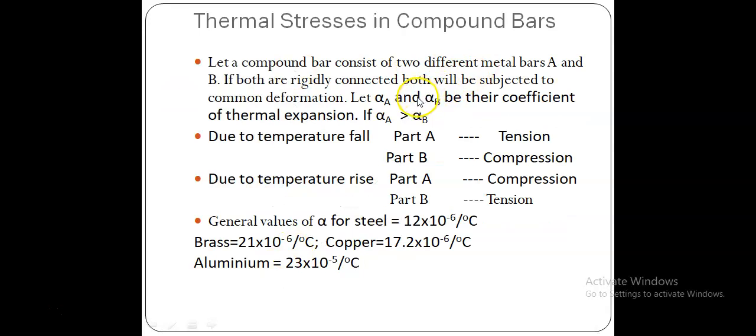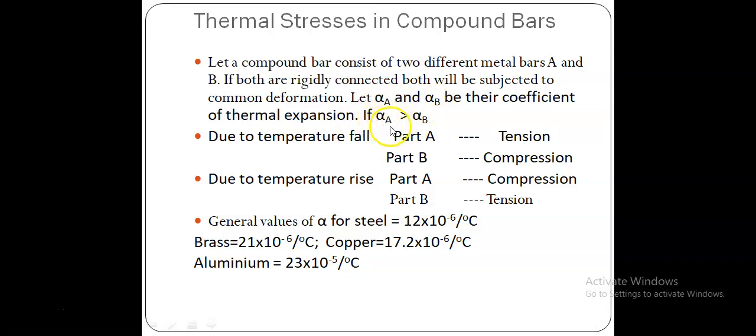Let us see what the thermal stresses in compound bars are. Compound bars, as we have already discussed, consist of two or more different materials acting as a single unit. So let us take that compound bar or composite bar, which is also subjected to temperature effects. Therefore, with two different metal bars A and B rigidly connected, both will be subjected to common deformation. Let alpha A and alpha B be their coefficients of thermal expansion. So there are two materials A and B. Let alpha A be the coefficient of thermal expansion of material A, and alpha B the coefficient of thermal expansion of material B.